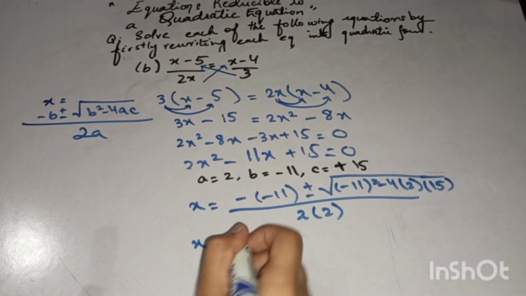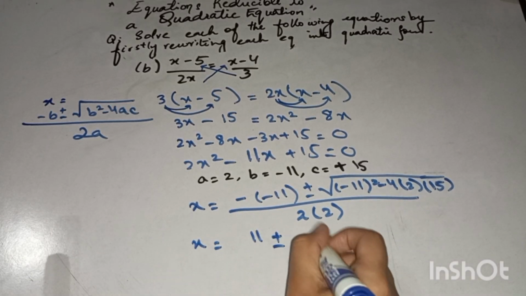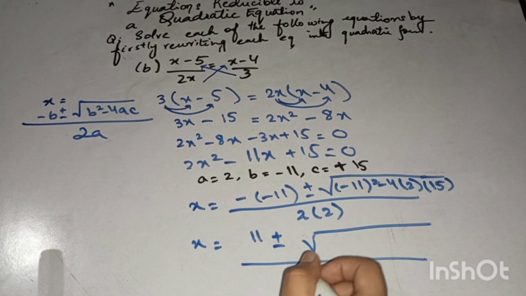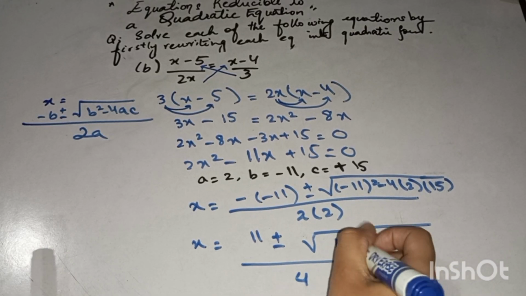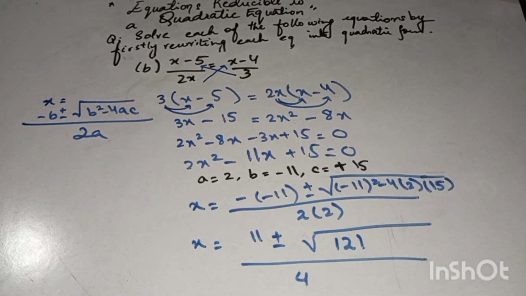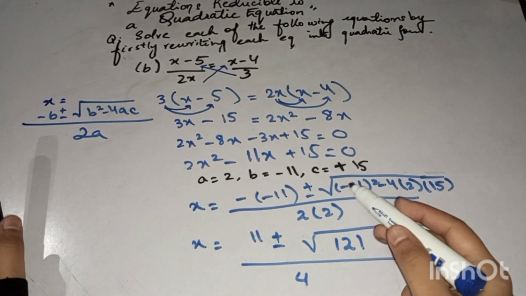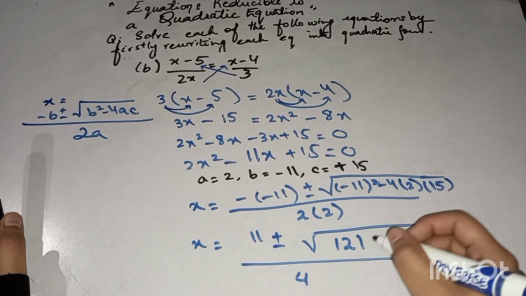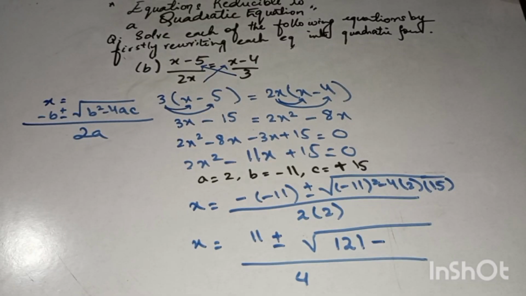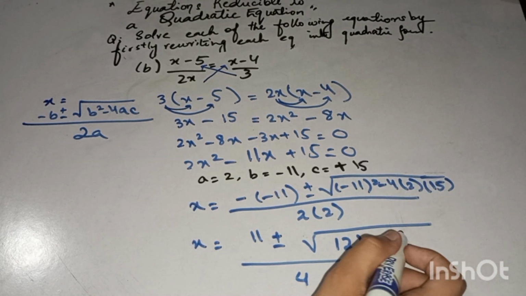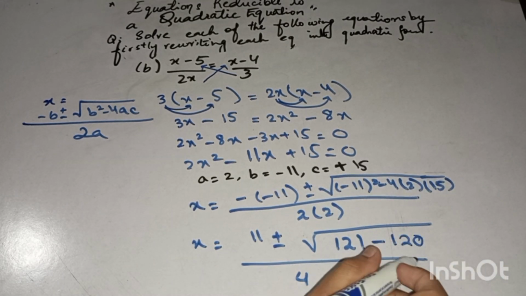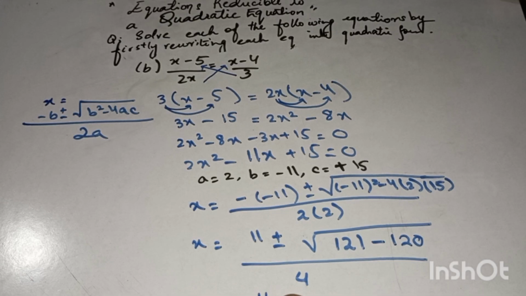Now let's solve it and simplify it further. This becomes 121 because 11 square is 121 and the minus becomes plus. So here when you multiply 4, 2 and 15, you will get 120. So 121 minus 120 will be 1. So what you will get here is 11 plus minus 1 over 4.